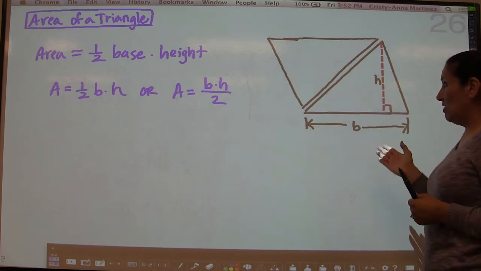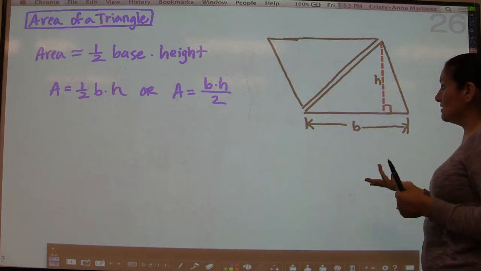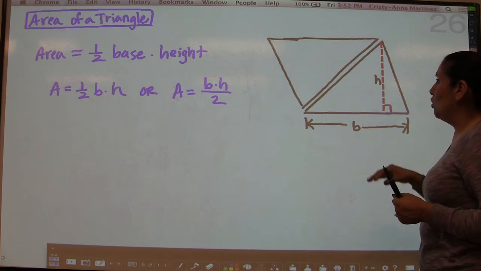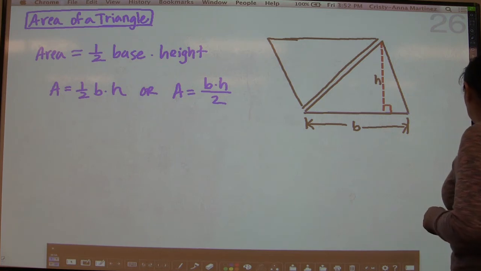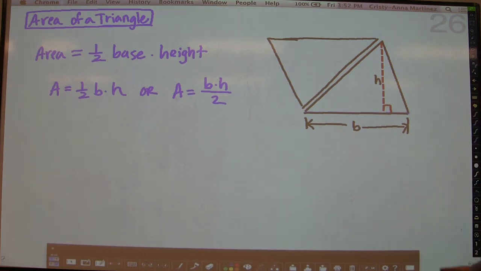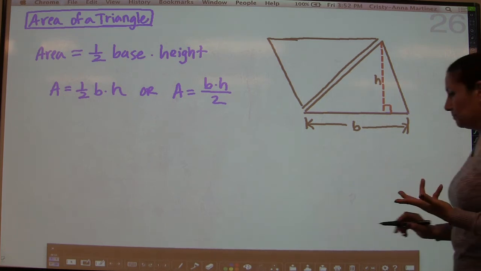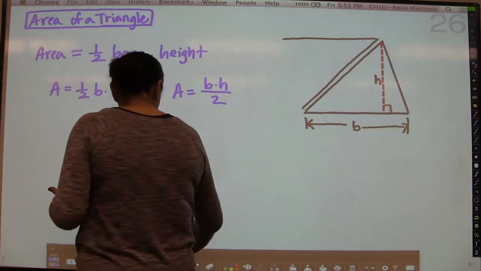So these two triangles are identical, and if you were to put them together, you'd basically have a parallelogram whose area is base times height. So in this case, you only want half of that parallelogram, so you end up with base times height divided by 2. This is just another way of showing you why the formula is the way that it is. I will delete that excess part there.